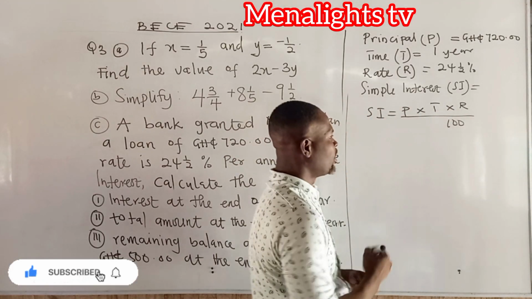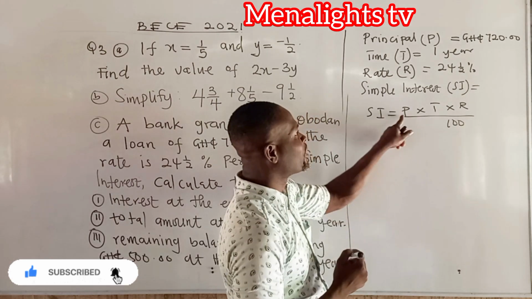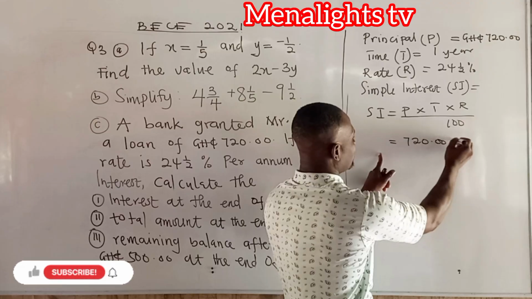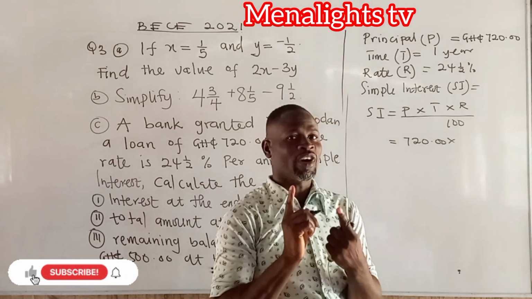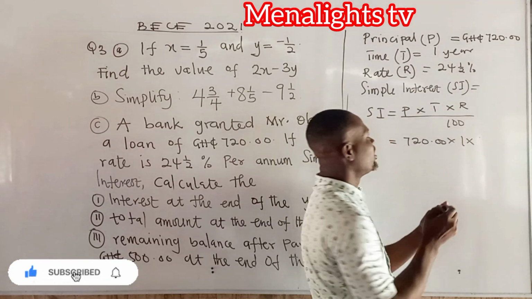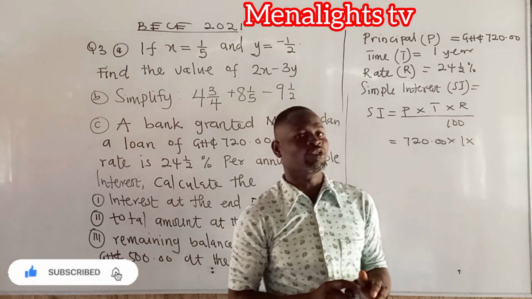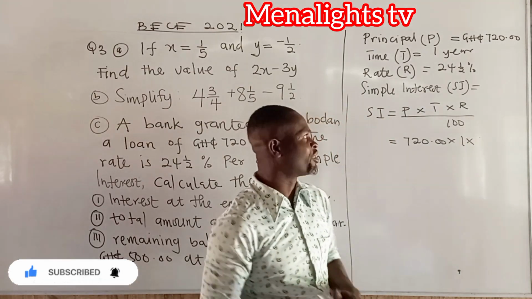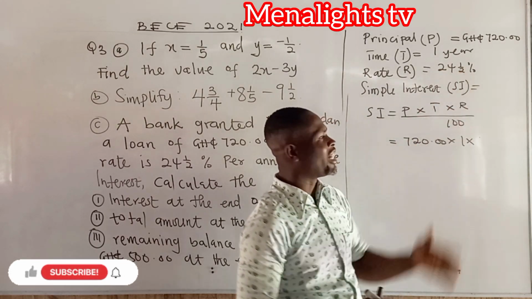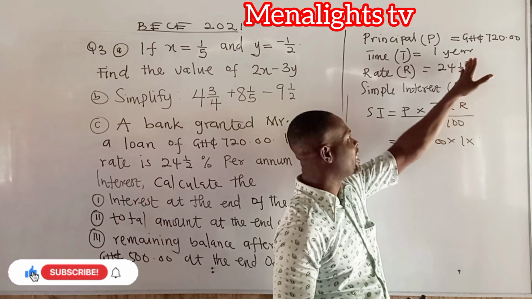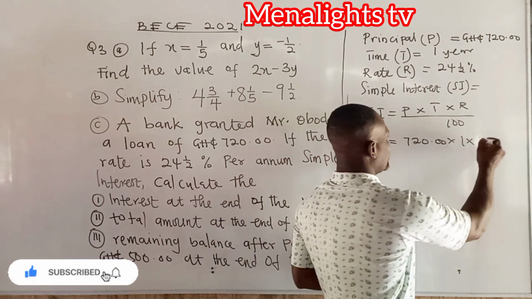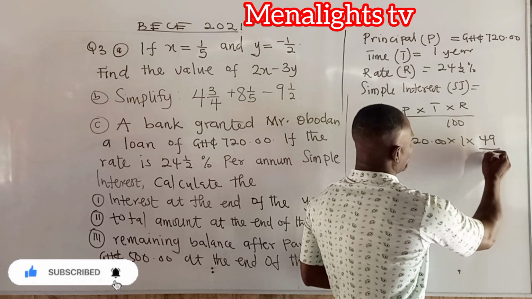So from the question, our principal given is 720 cedis, times the time, which is 1 year, so 1, times the rate, which is 24.5. So this 24.5, let's change it to an improper fraction. 2 times 24 will give us 48. 48 plus 1 will give us 49 over 2. So that becomes 49 out of 2.